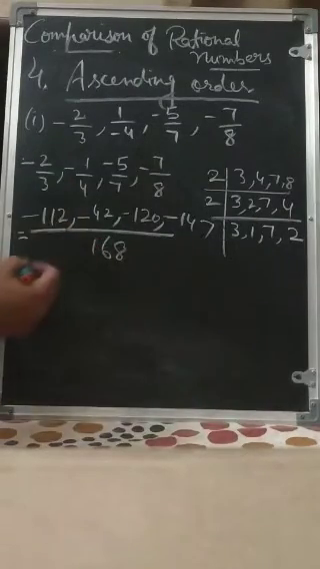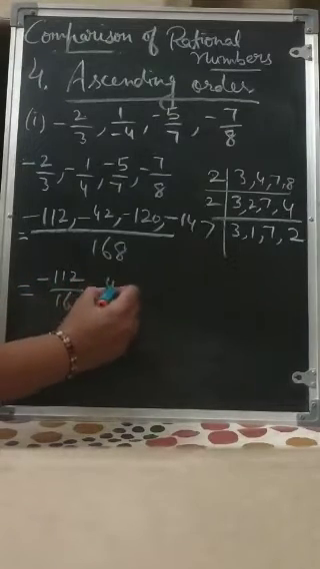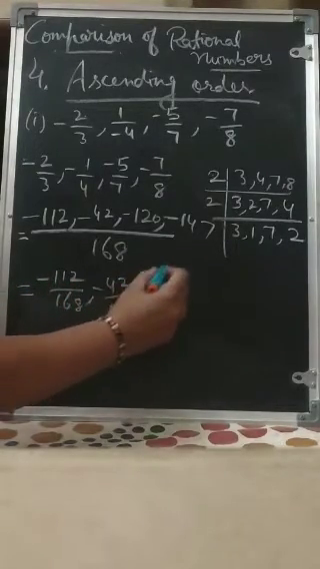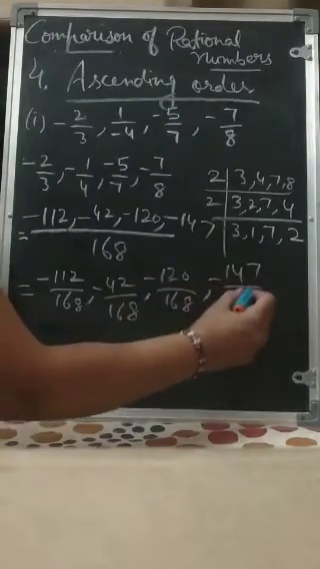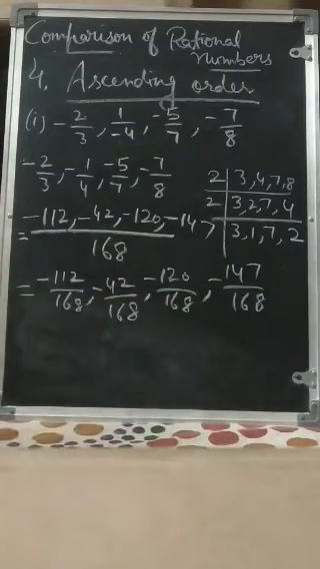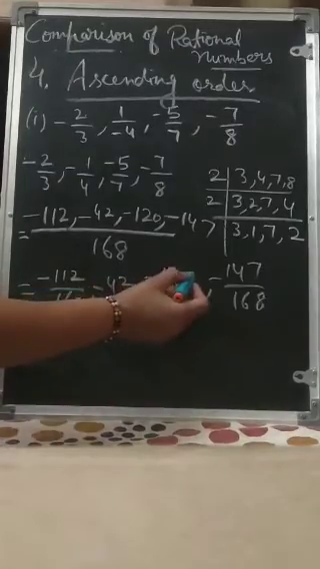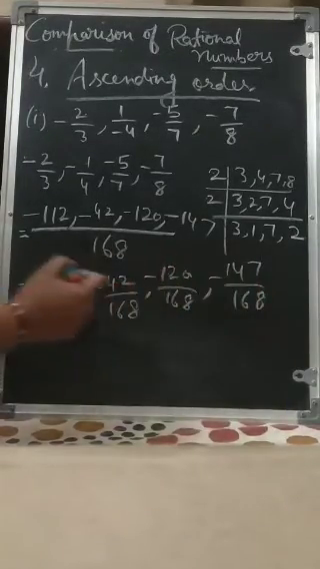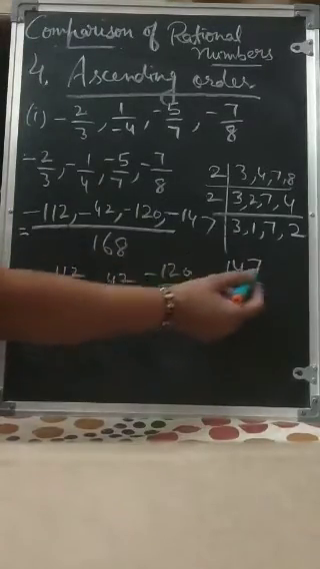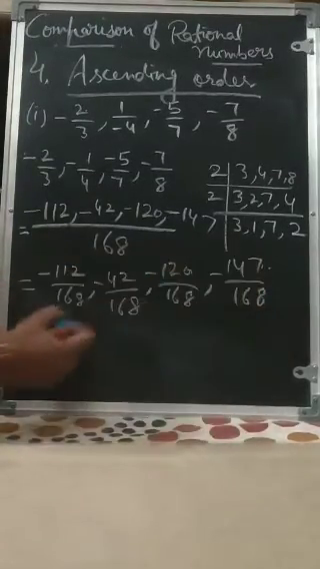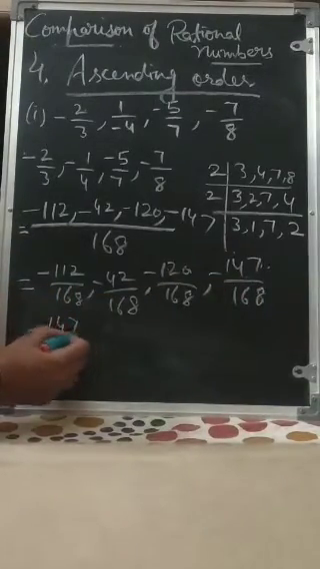Now what will come? Minus 112 over 168, minus 42 over 168, minus 120 over 168, minus 147 over 168. Now for comparison, we will do ascending order. We have to see the smallest number. Which is the smallest out of these four? Minus 147. You must know that when the minus sign is there, this will be the smallest. So this fraction will be the smallest. Minus 147 over 168.